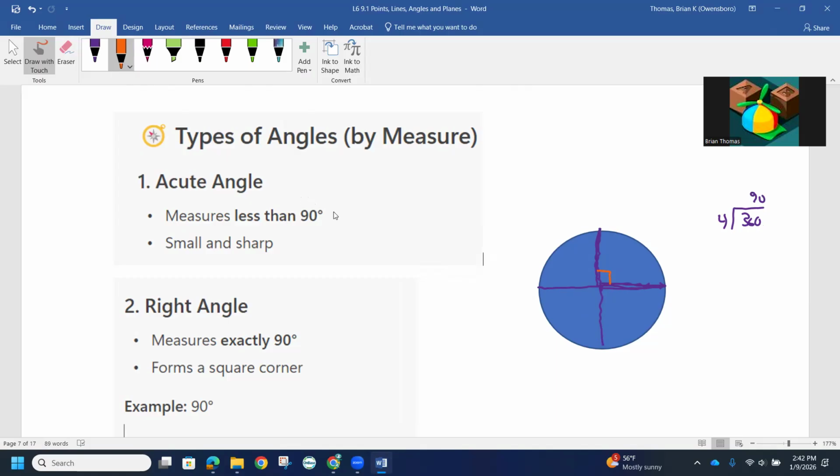An acute angle is going to be less than 90. So if I started here and I rotate around, as long as I don't get up to 90 degrees, that's going to be described as acute. So acute is a small angle, less than 90 degrees.